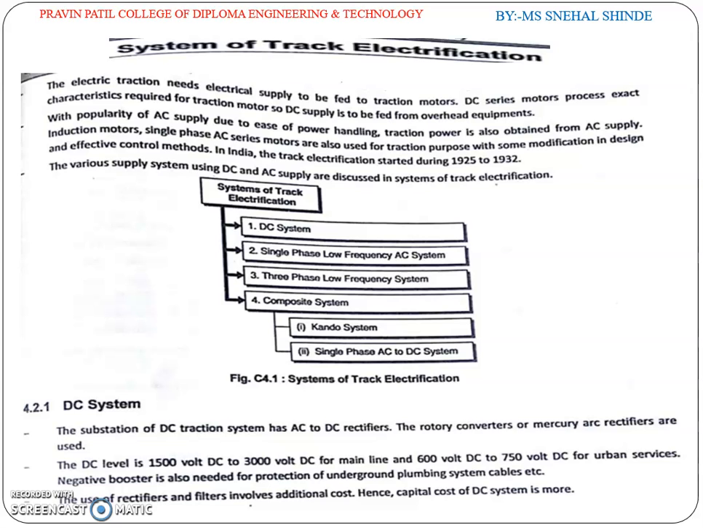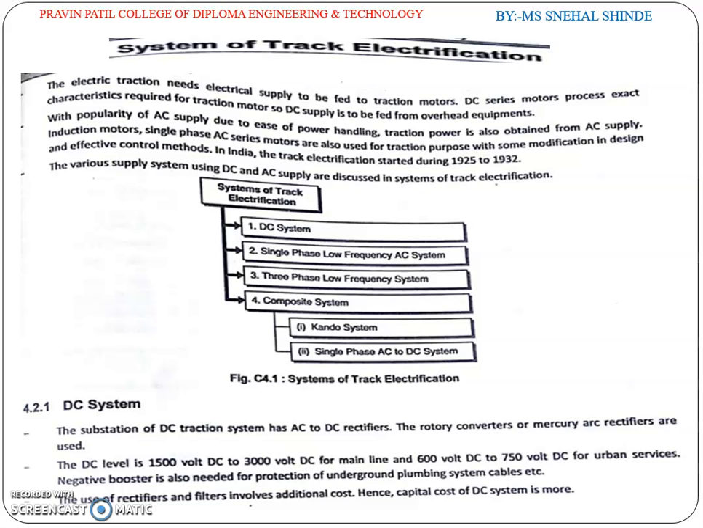Next point is the system of track electrification. Here the electric traction needs electrical supply to be fed to the traction motors. The DC series motor possesses the exact characteristics required for a traction motor. So DC supply is to be fed from overhead equipment.